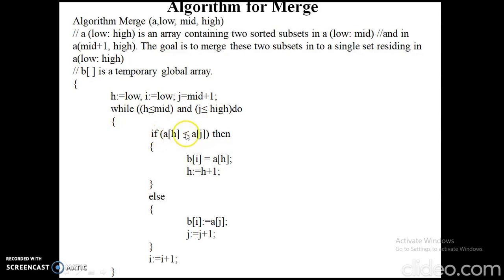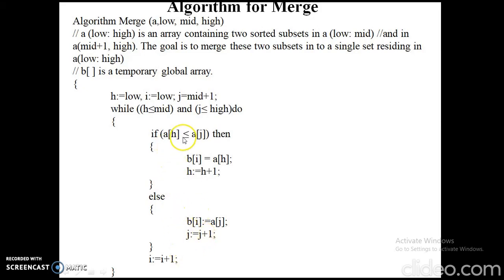Is A of h less than or equal to A of j? If A of h is less than or equal to A of j, then copy A of h to B of i, the temporary array. Update the index h: h is updated to h plus 1. Else, what is smaller here? A of j is smaller, so copy A of j to B of i and update the pointer j, that is, j is equal to j plus 1.